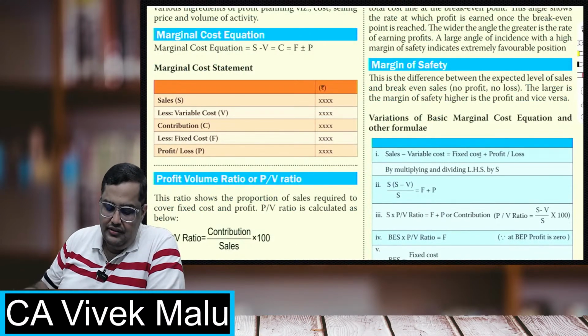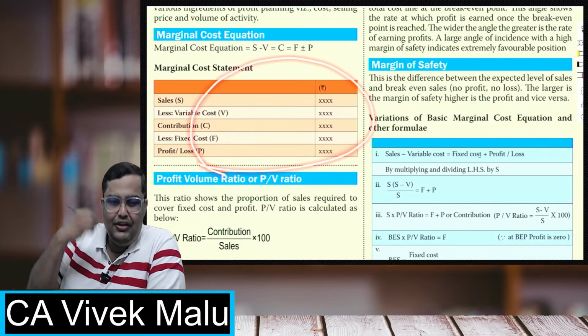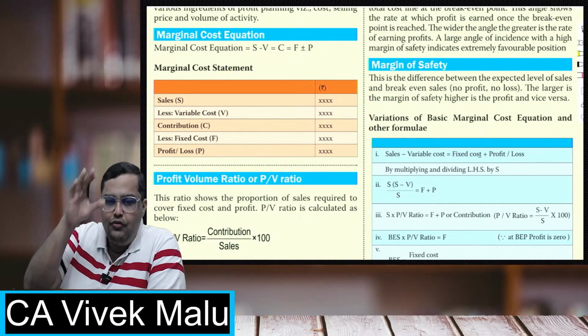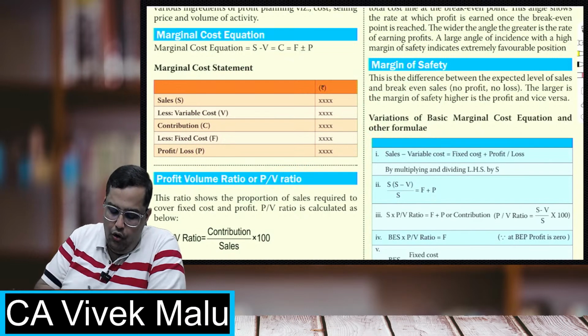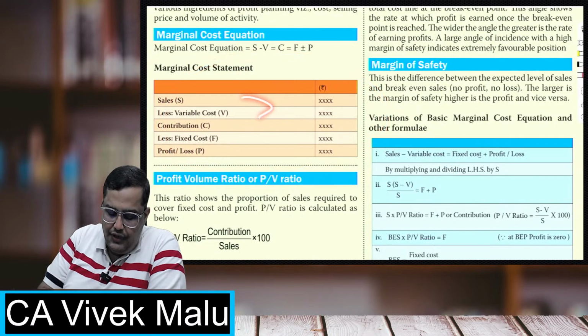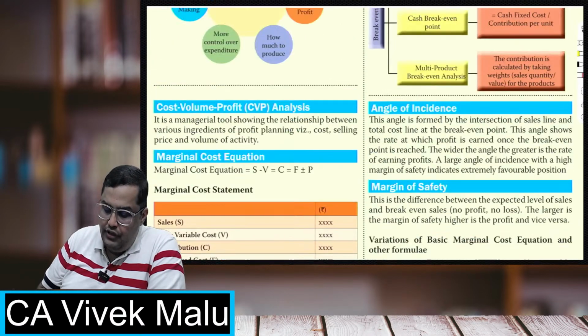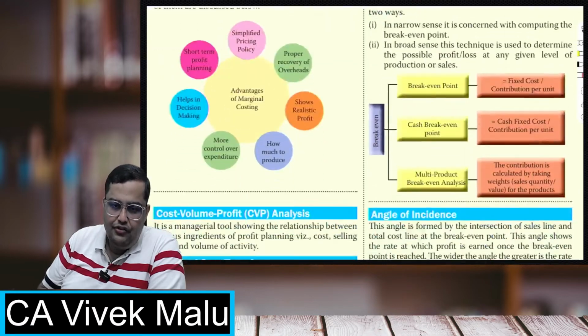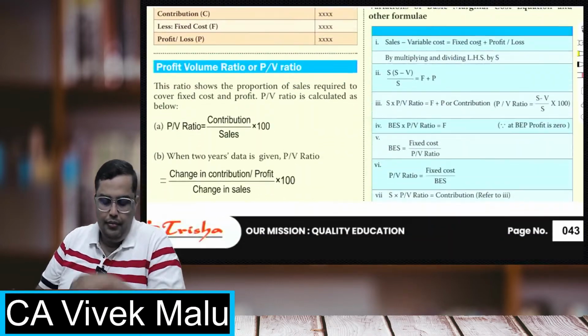Now you have to see there's a marginal cost statement which we have actually already made above, but the above one was a proper entire format of P&L. But normally if you have to do it for small problems, you'll follow this one: sales less variable cost gives you contribution, less fixed cost gives you profit. Now students, there are a lot of formulas in this chapter, as you already know.